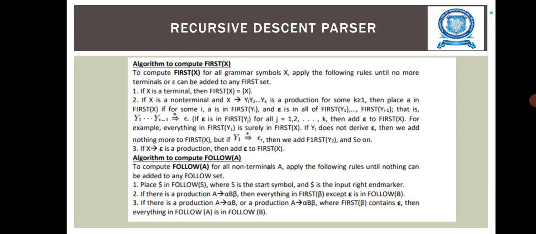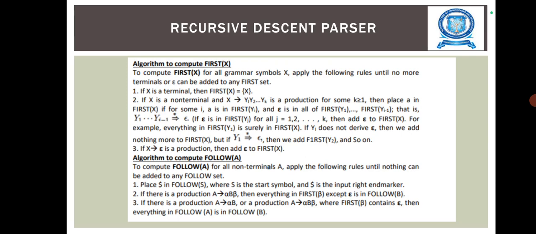if for some i, a is in First of Yi and epsilon is in all of First of Y1 dot dot First of Yi minus 1. That is, Y1 dot dot Yi minus 1 derives epsilon. If epsilon is in First of Yj for all j equal to 1 to k, then add epsilon to First of X. For example, everything in First of Y1 is surely in First of X. If Y1 does not derive epsilon, then we add nothing more to First of X. If X tends to epsilon is a production, then add epsilon to First of X.